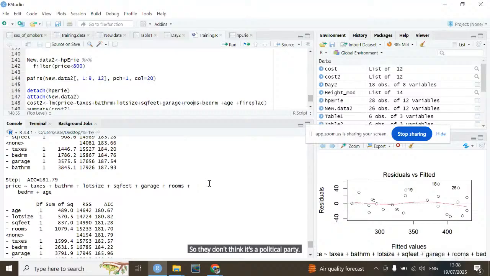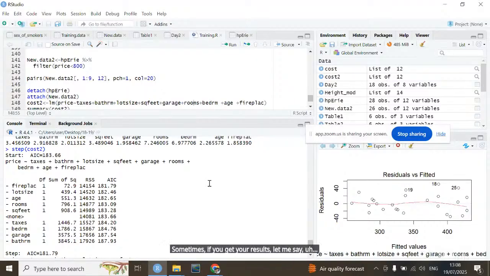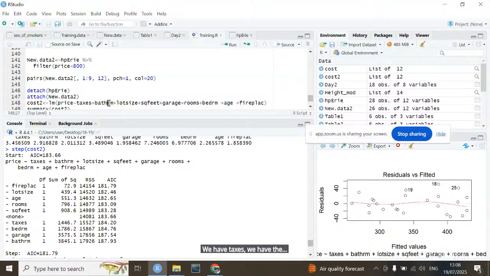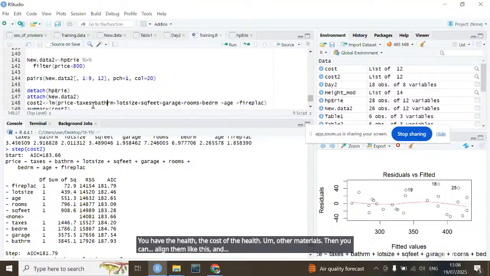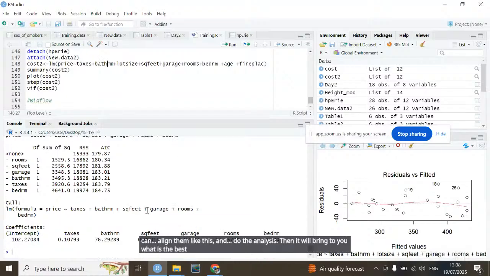Yeah, so this is stepwise regression. And it's actually very good for people who want to make decisions in business. Sometimes, let me say you're producing fungus spores for sale, mushrooms. You have your taxes, you have the flour you're buying, the cost of the house, and other materials. Then you can align them like this and do the analysis. Then it will bring for you the best combination you can use to maximize your profit. Now this one is for economists.